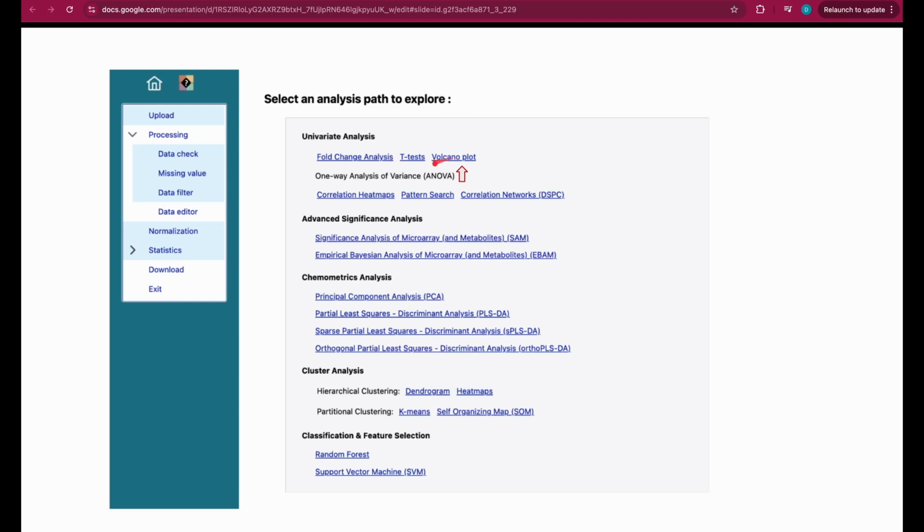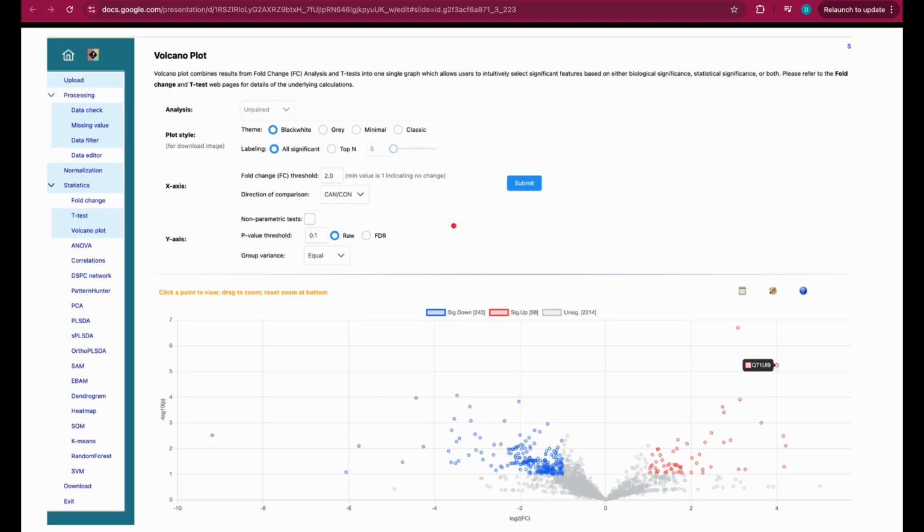Or you can also go for the volcano plot. So in this I have selected volcano plot. Now what it will show you, this volcano plot, it combines the result from fold change analysis and t-test into one single graph. So now it has combined, it is giving me log p value also, which is the confidence score taken from the t-test, in which the means have been compared, and log fold change. So both of them are represented in a similar plot by a volcano plot.